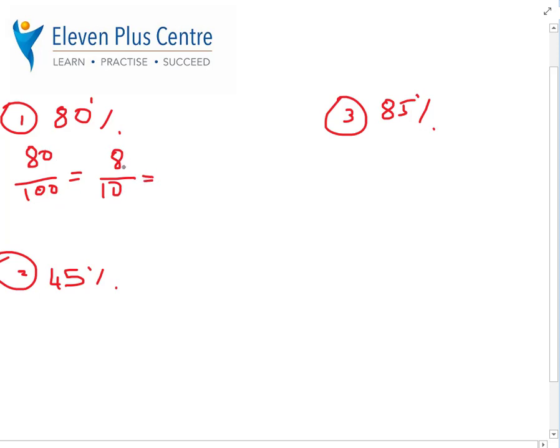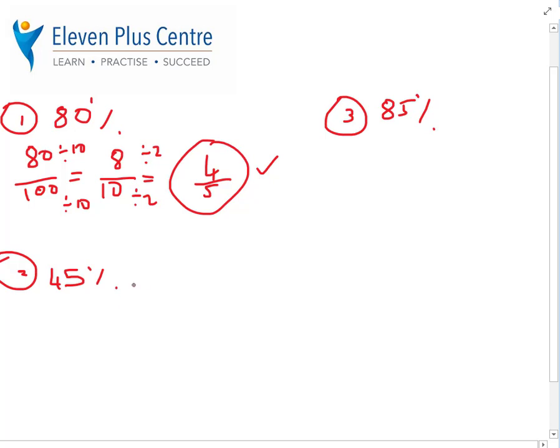Can I make this more simple? Yes, I can. I can divide top and bottom by 2. So 8 divided by 2, divided by 2. I should probably write that here as well. Divided by 10. So 8 divided by 2 is 4. And 10 divided by 2 is 5. And this is my final answer. I hope you got that right. If you didn't, don't worry. Just look at where you went wrong and look at how I worked it out.